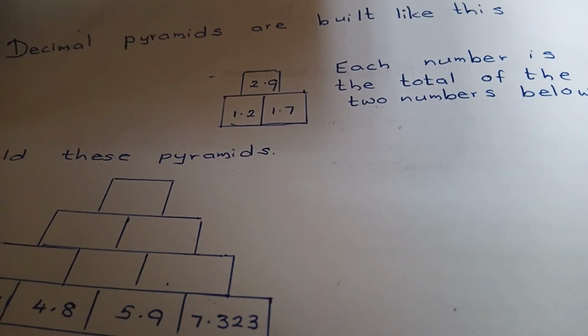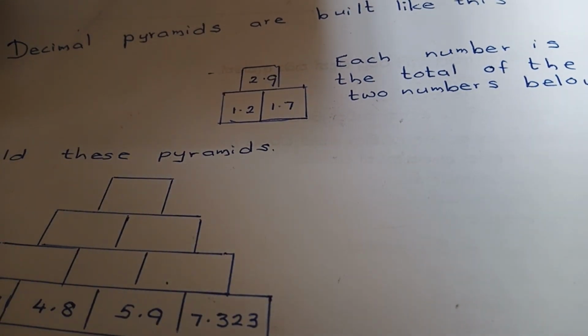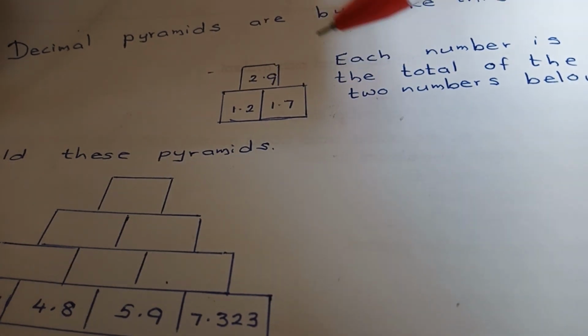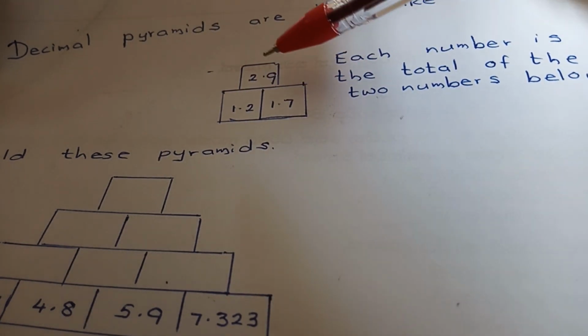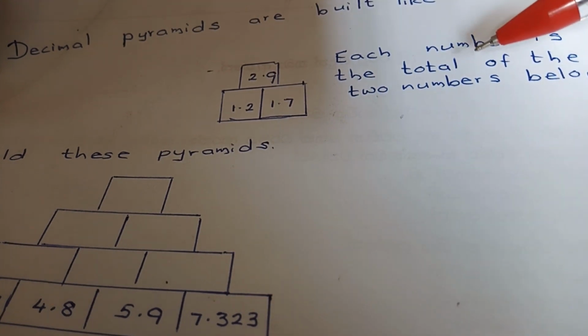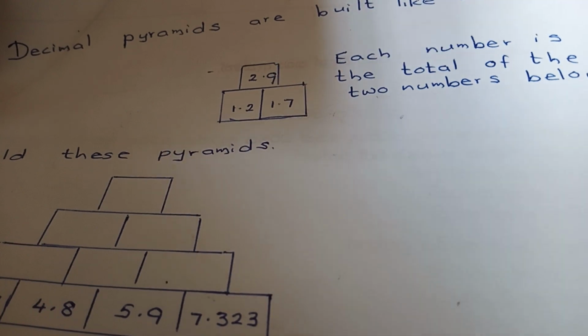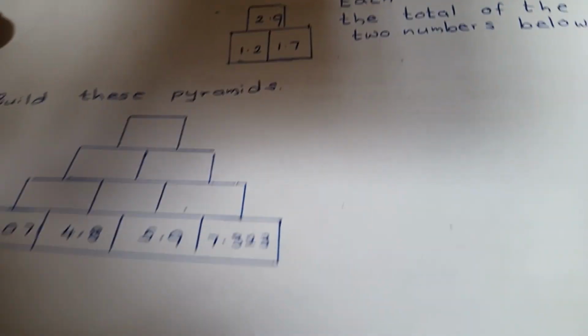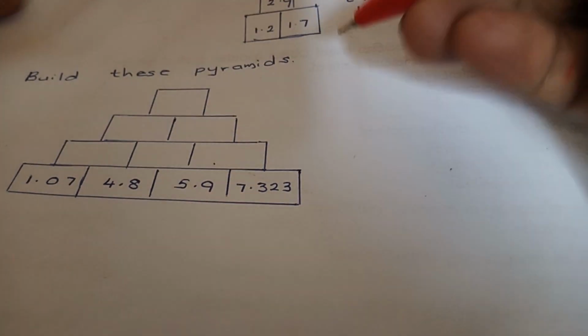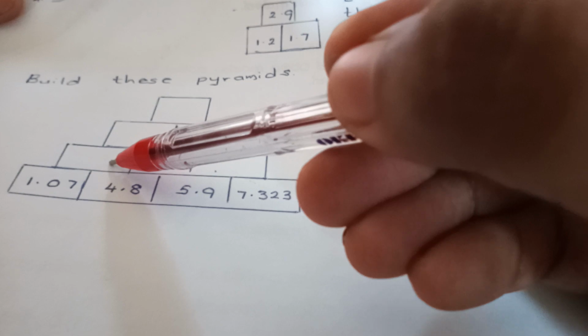Okay, decimal pyramids are built like this: 1.2, 1.7. When you add these two, 2.9. Each number is the total of the two numbers below. Right. So let's do the working here. Build this pyramid. Right. So when you add these two decimals, you will get the answer.